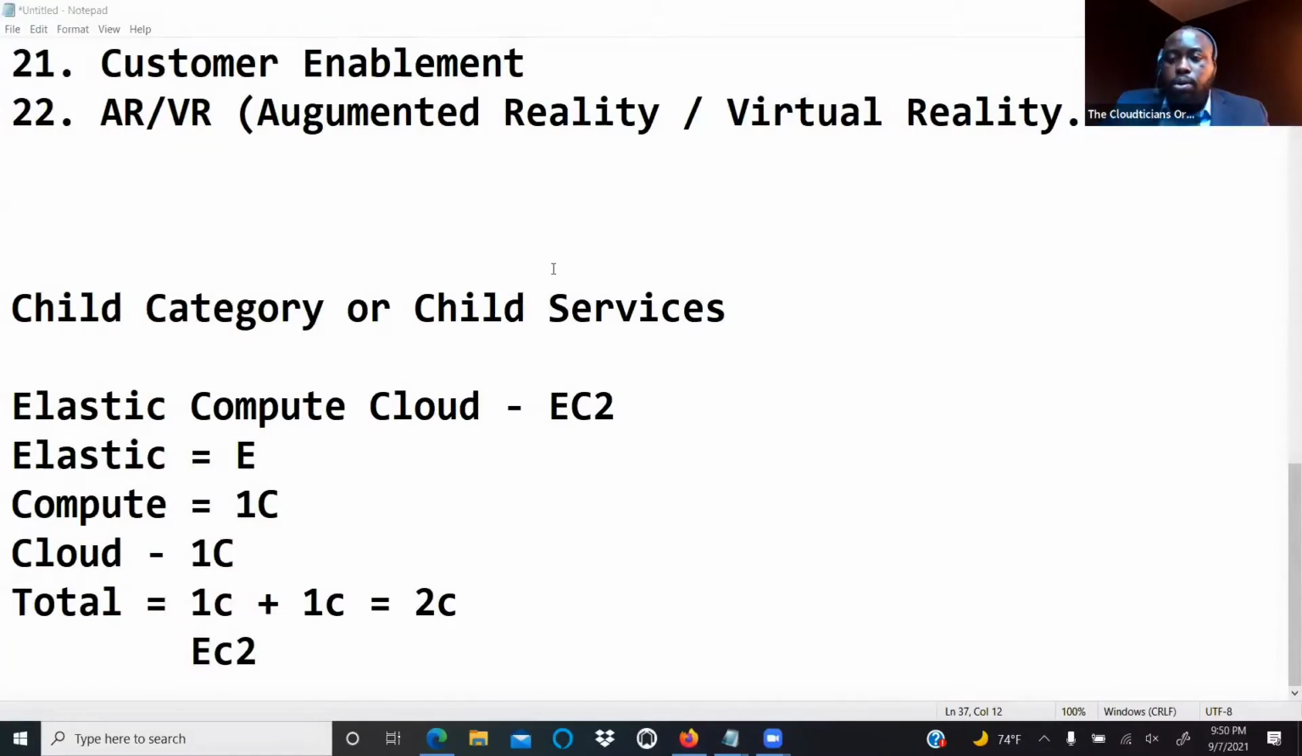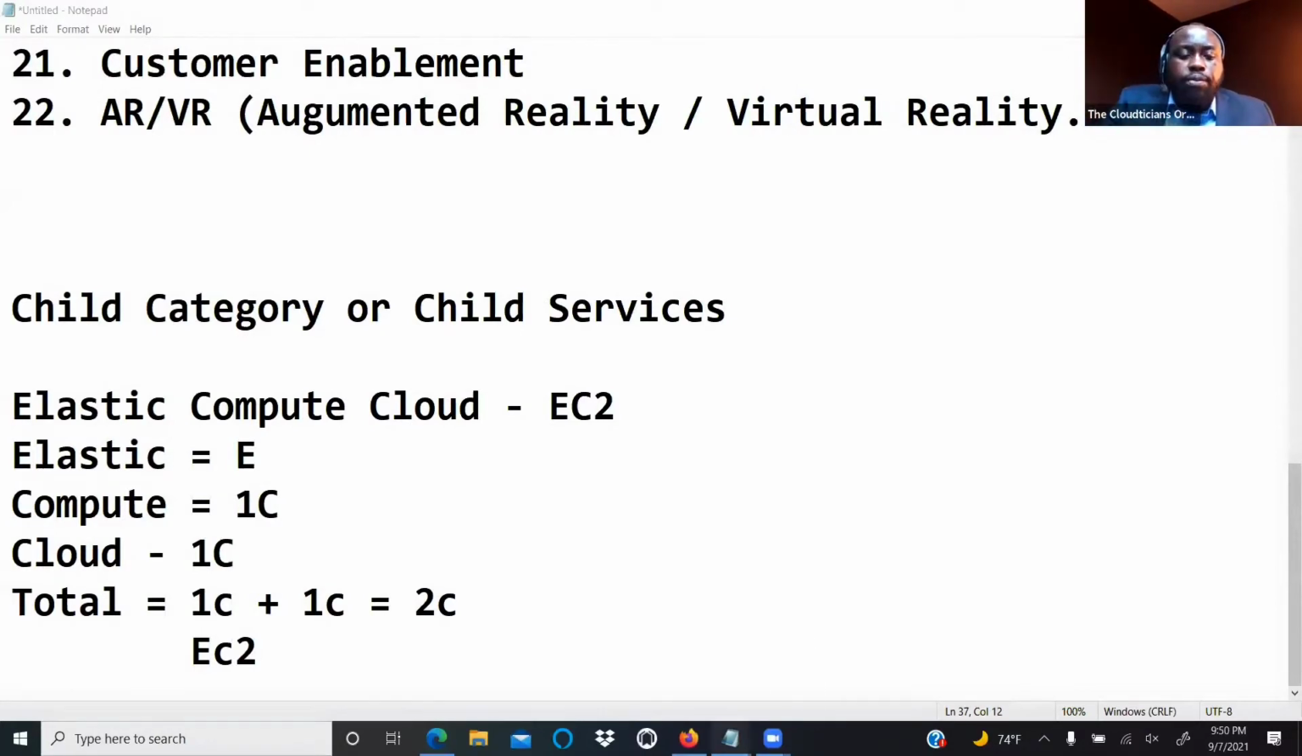Elastic Compute Cloud. You don't say Elastic Compute Cloud to the customer. If they understand EC2 on the job, you say EC2. Oh, have you spun up an EC2 instance? The word spin up is tied to EC2, for example. Spin up an EC2, please. There are different types of EC2.